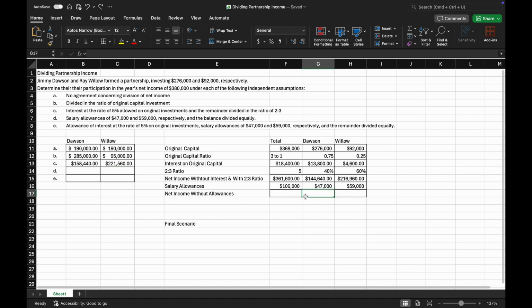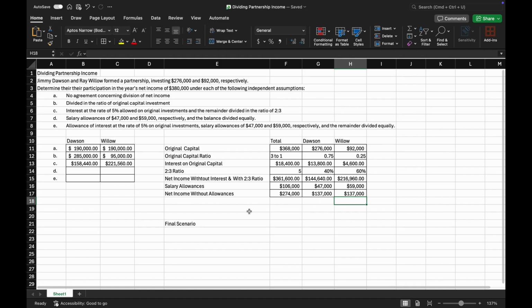For D, we must subtract the total salary allowances from the net income. $47,000 plus $59,000 comes out to $106,000 for the total salary allowance. $380,000 minus $106,000 comes out to $274,000 for the net income without allowances. Now we must divide the two parts equally. $274,000 divided by 2 comes out to $137,000, which is the base net income each partner gets this year.